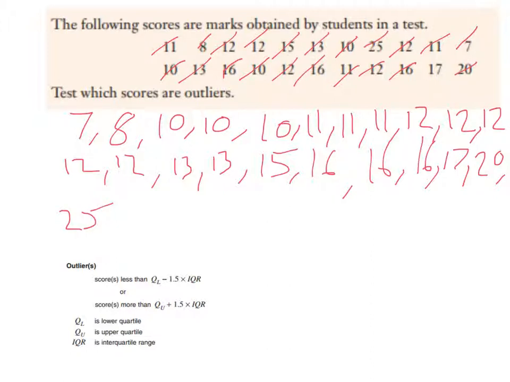So next, to find the middle, I just cross out top and bottom. Okay, is there an easy way of doing that? So find out how many scores there are. So there's 1, 2, 3, 4, 5, 6, 8, 9, 10, 11, 12, 13, 14, 15, 16, 17, 18, 19, 20, 21, 22 scores. So half of 22 is 11.